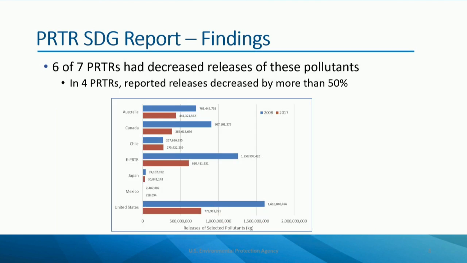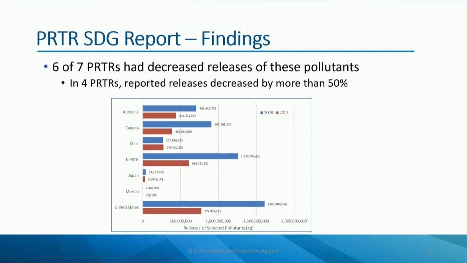Next slide, please. And then this graph shows a comparison by PRTR system of their 2008 total of the pollutants versus their 2017 total. And you can see that 6 of 7 PRTRs had decreased releases of those pollutants. In 4 of them, the reported releases decreased by more than 50%.